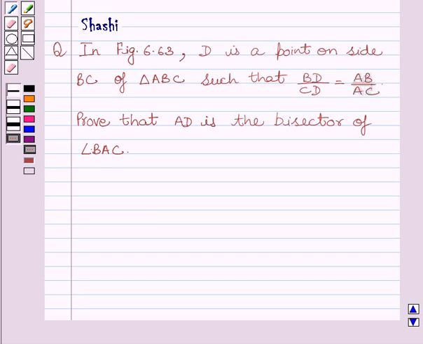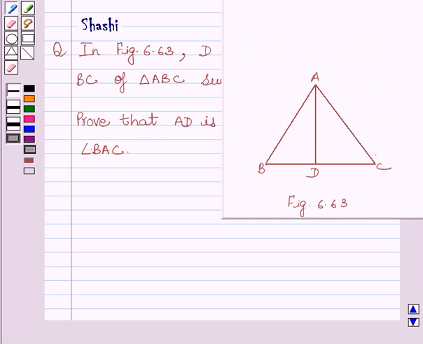Let us discuss the following question. Question says, in figure 6.63, D is a point on side BC of triangle ABC such that BD upon CD is equal to AB upon AC. Prove that AD is the bisector of angle BAC. This is the figure 6.63.